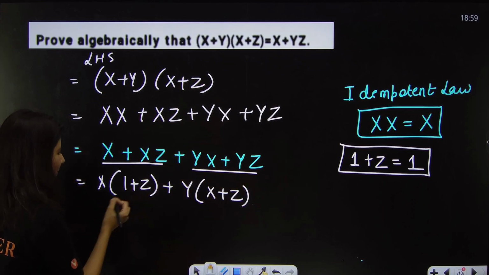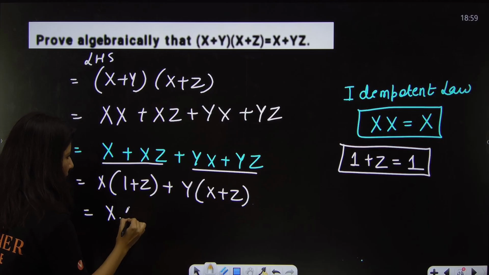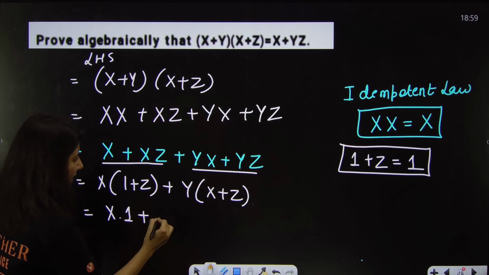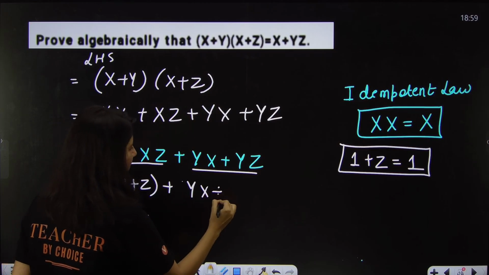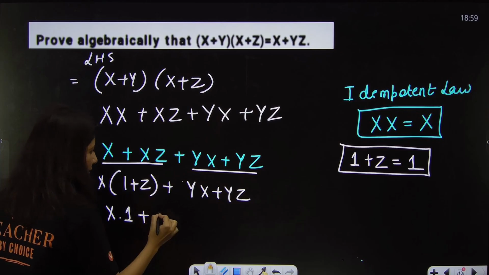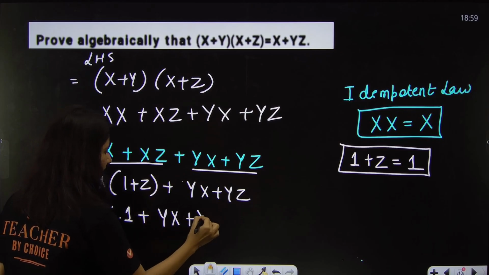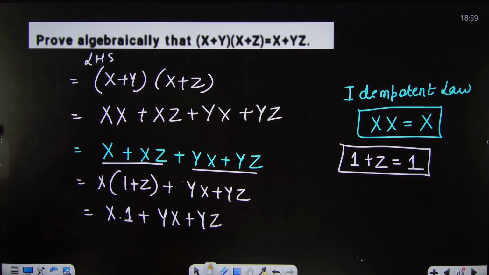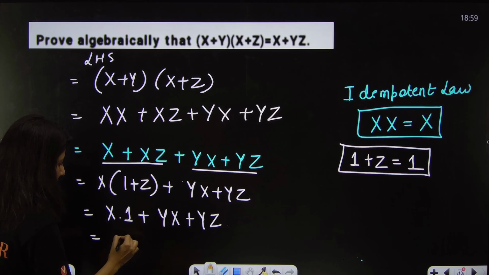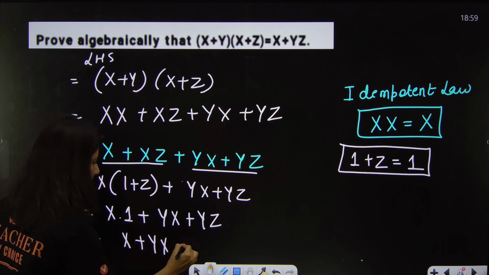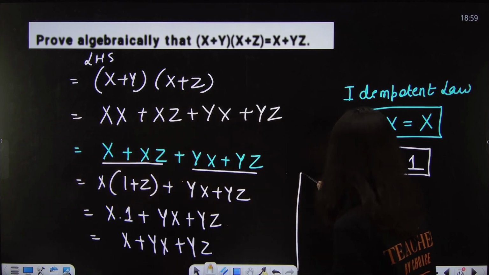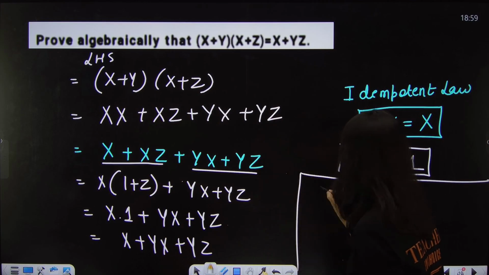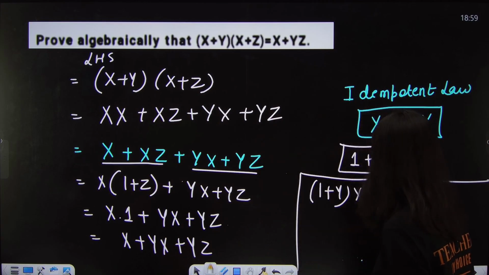Okay, so again 1 plus z will be 1, x dot 1 plus, this is again the same thing, I guess. This should be exactly the same, yx plus, because this is not giving me anything. So this is yx plus yz. All right. Now this is x dot 1. I can write it as just x plus yx plus yz. Just that. Definitely, right? And now I can take x common. So 1 plus y, that will be x plus yz.